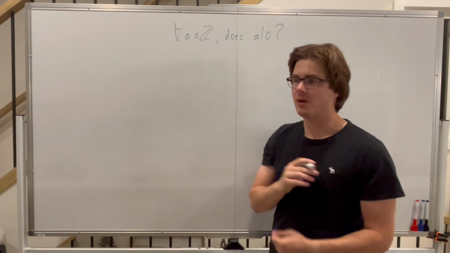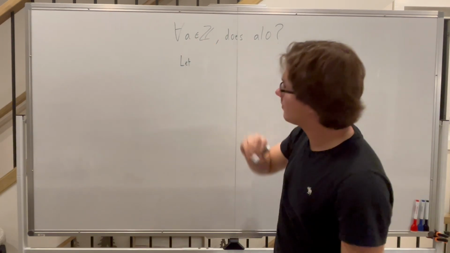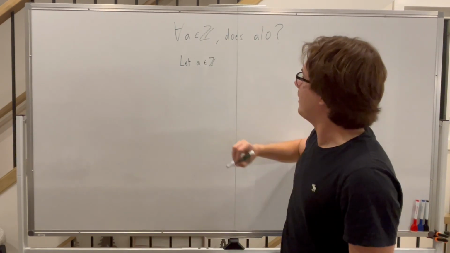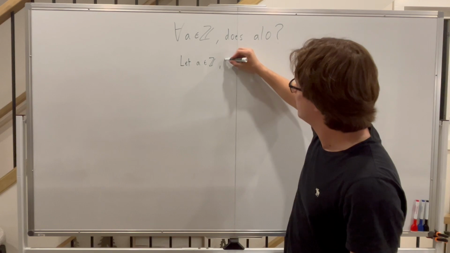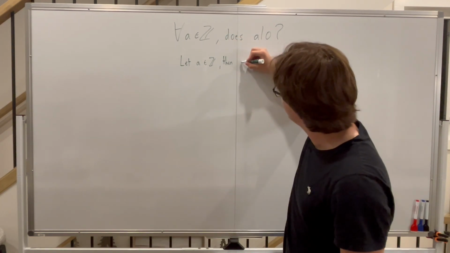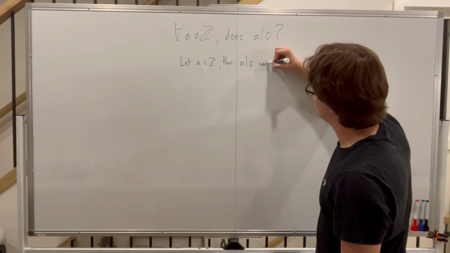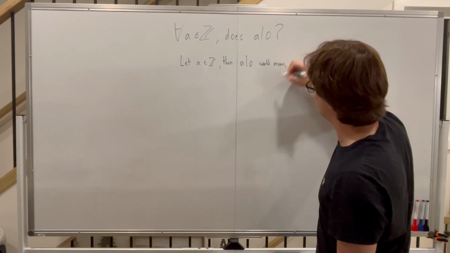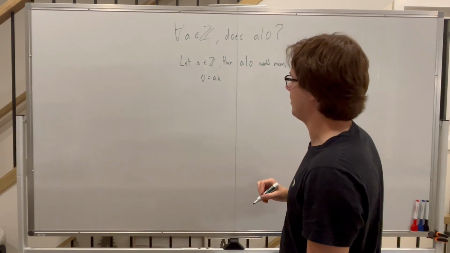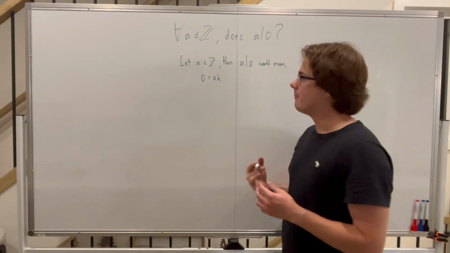This is a for all proof, and how do we write all of our for all proofs? We start with the word let. What do we let? We let some integer be a. Then we say, then a divides 0 would mean 0 is a multiple of a times k. Now in this case, it's obviously going to be true, but what do we have to do?